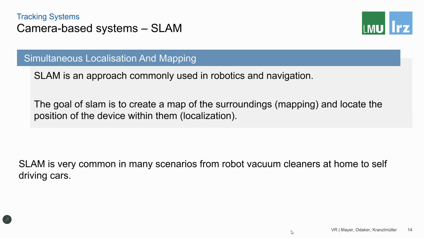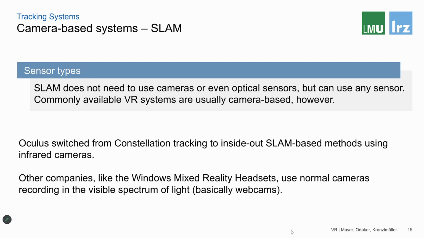Yeah. So why do we talk about SLAM and robot vacuums in a lecture on virtual reality? Well, quite simply, this is an approach that is also somewhat used in VR systems. SLAM basically can use any sensor. As I said, a robot vacuum may have a stereo camera, it may have a laser depth sensor, something like this.